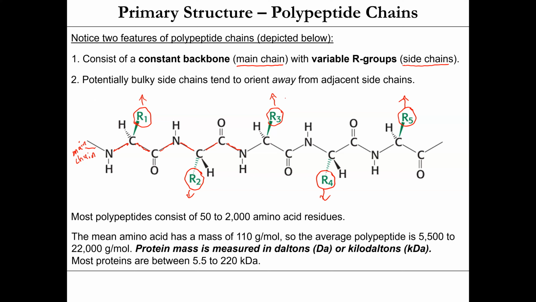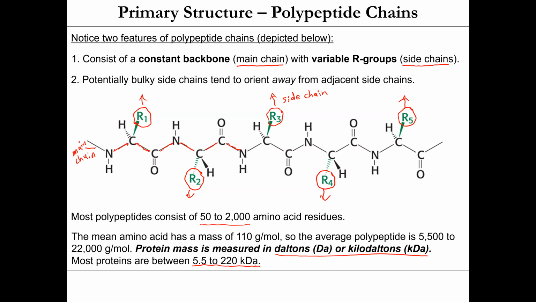Now, some other points. So most polypeptides consist of 50 to 2,000 amino acid residues. And the mean amino acid has a mass of 110 grams per mole. So that would make the average polypeptide about 5,500 to 22,000 grams per mole. And protein mass will probably come up every once in a while in this course. So protein mass is measured in daltons or kilodaltons. So most proteins are between 5.5 to 220 kilodaltons. So that's the average length of polypeptide chains.